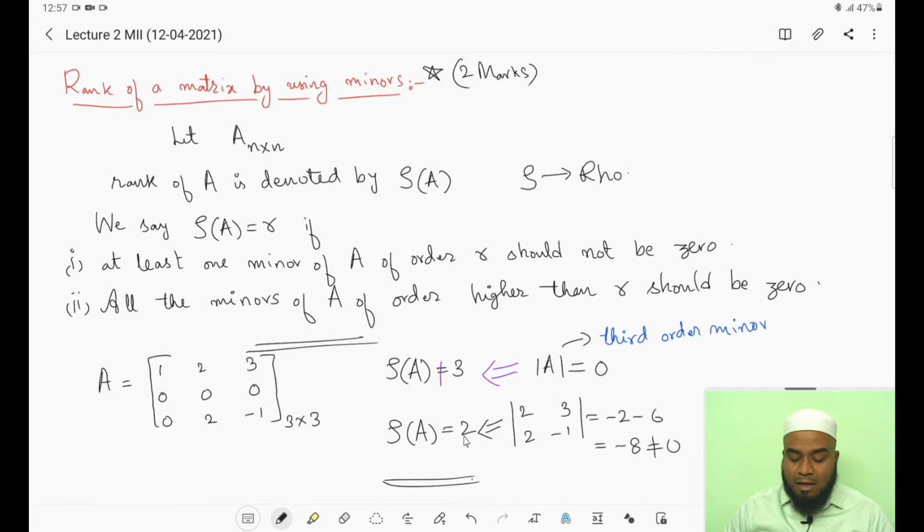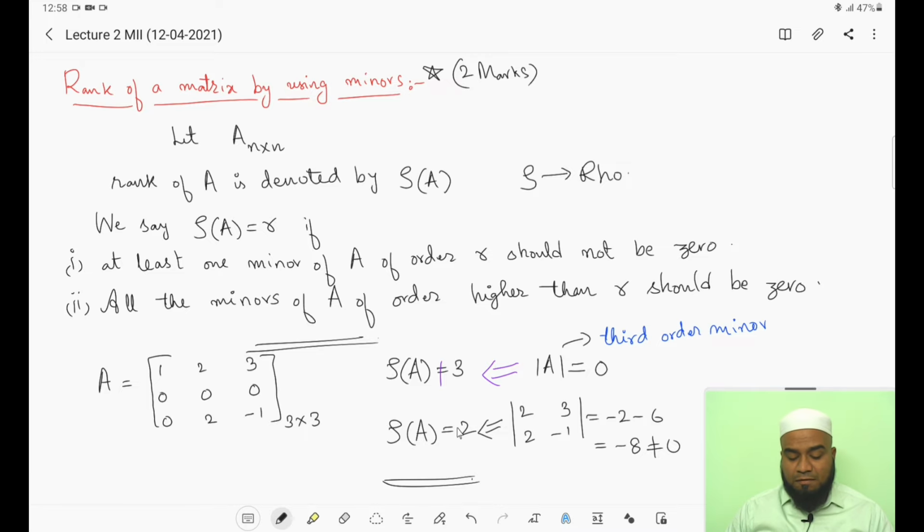What is the second condition? I can say that the rank of matrix A is 2 if the minors of order higher than 2 are 0. What are the minors of order higher than 2 for this matrix? It is the third order minor, which is the determinant itself, already 0 because one row is 0. So the rank of this matrix A is 2.